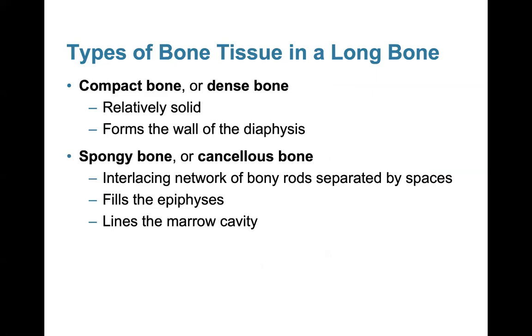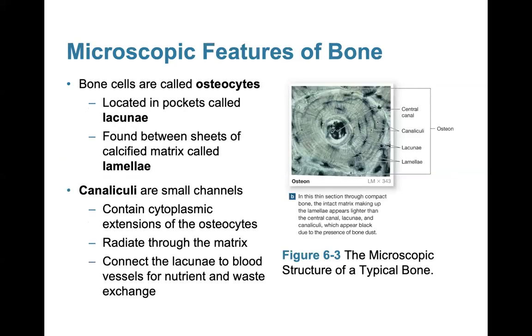The different types of bone tissue that we find in long bones. You have compact bone or dense bone. This is relatively solid, and it forms the wall of the diaphysis. Spongy bone or cancellous bone. This is the interlacing network of bony rods separated by spaces. This fills the epiphysis and it lines the marrow cavity.